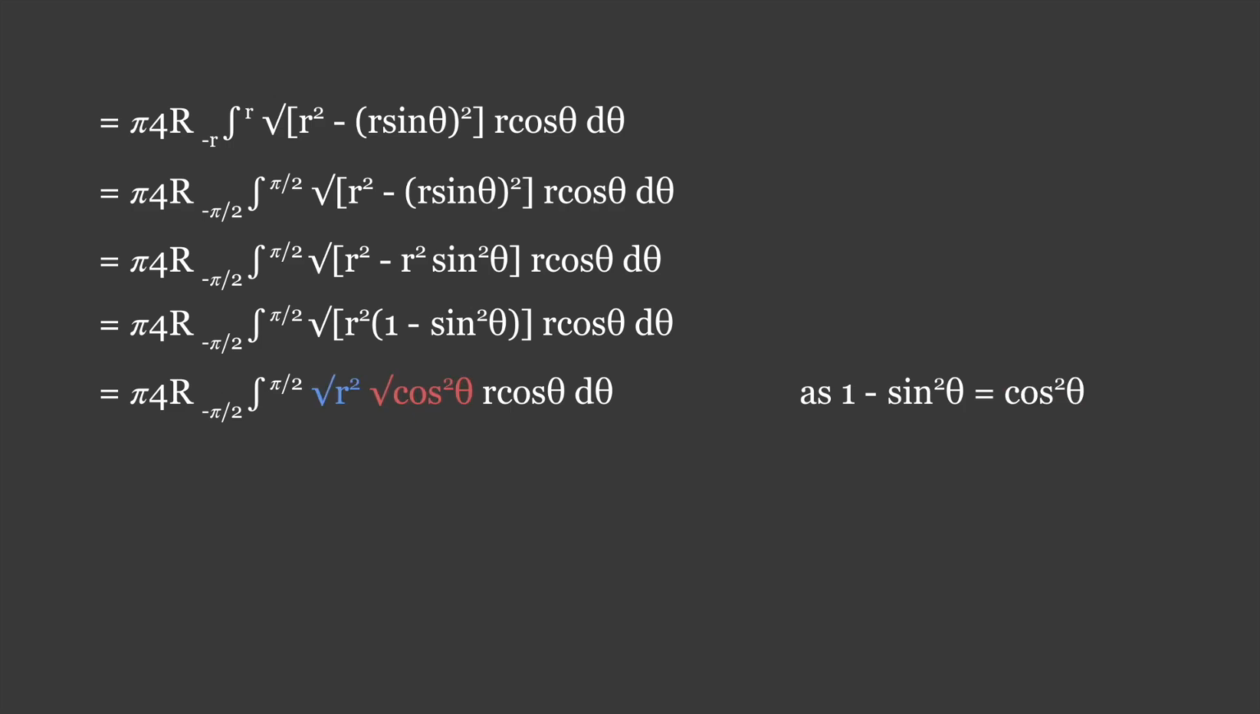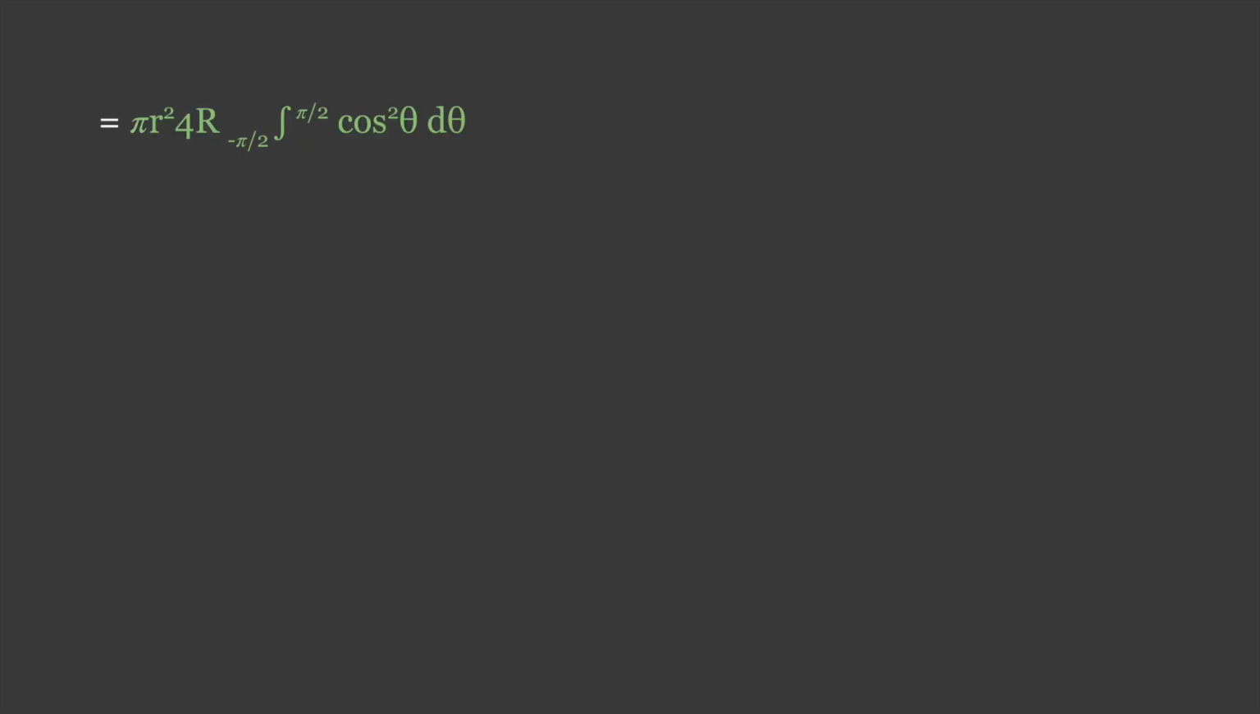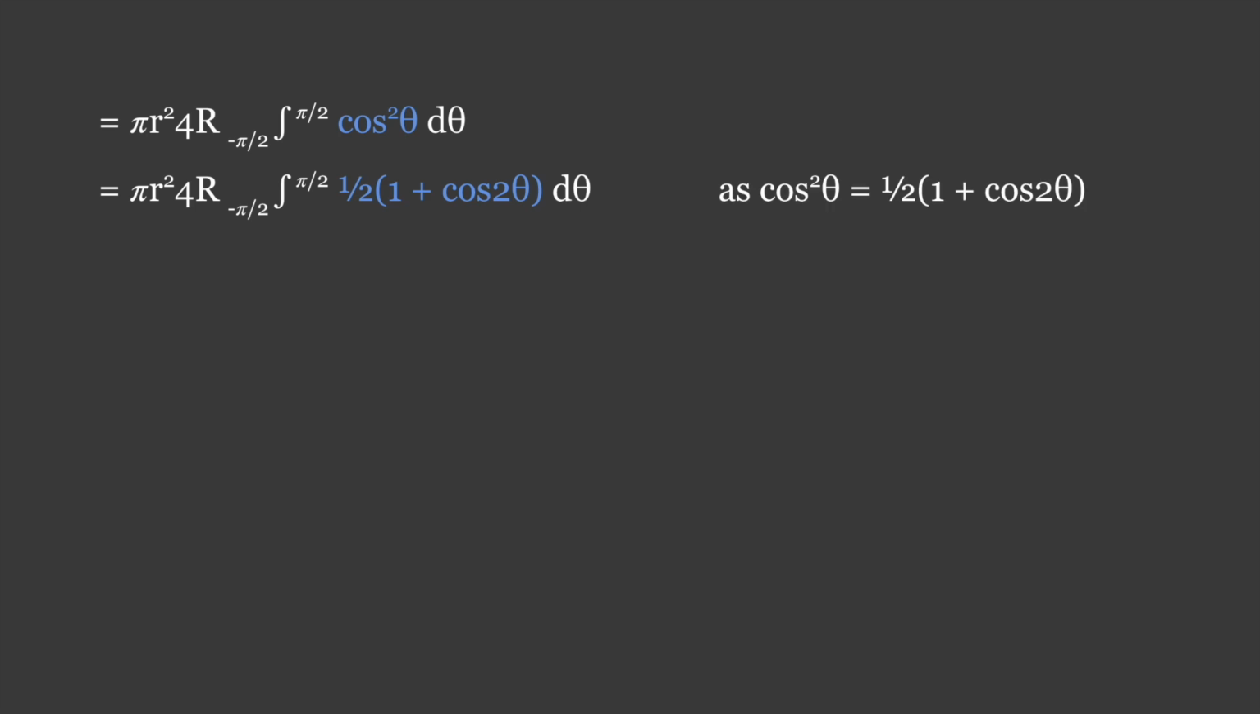Now notice that we have two terms, r and cosine theta, both squared under square root signs. These signs will cancel out, and we can once again simplify to r squared cosine squared theta. The constant r squared can then be removed to be in front of the integral. Next, we will substitute cosine squared theta for half 1 plus cosine 2 theta, as another identity allows this. The half is a constant that we can remove against the 4, resulting in 2.